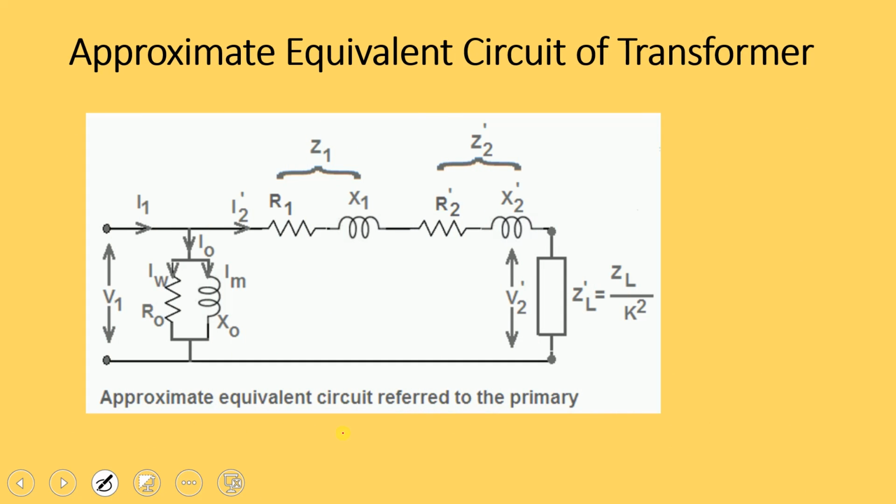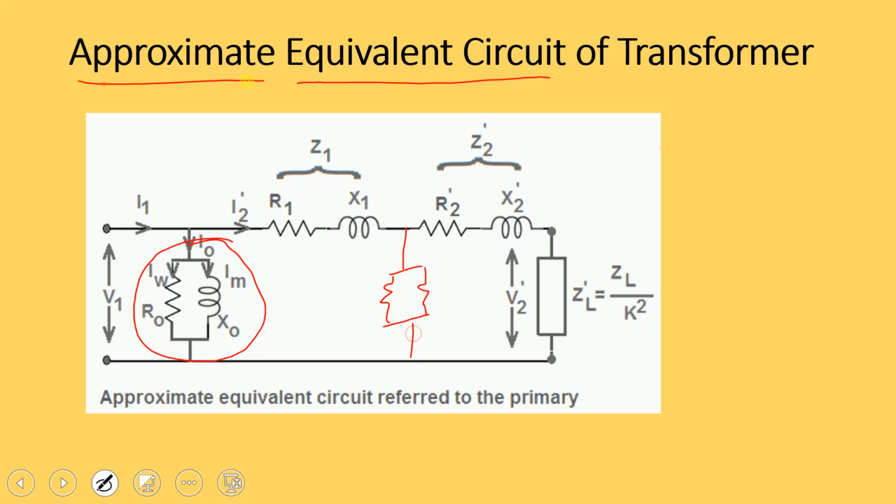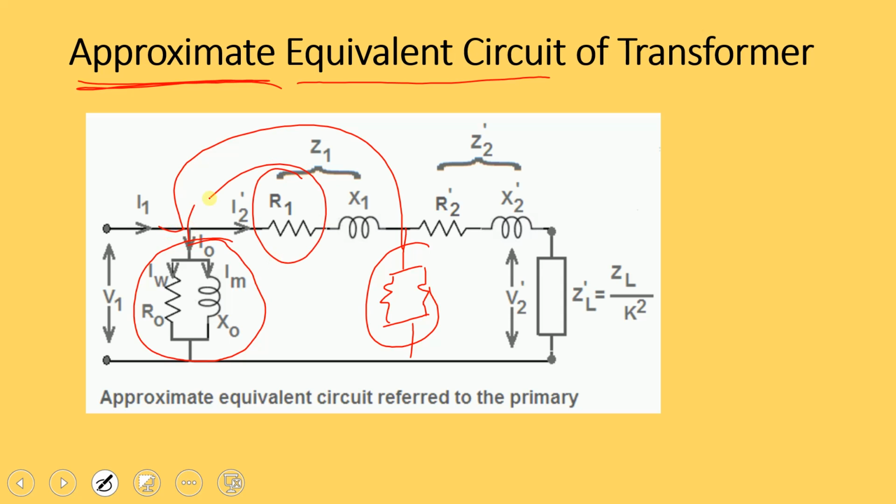Now this is the approximate equivalent circuit of the transformer. What is the difference between the equivalent circuit and the approximate equivalent circuit? If you look into the circuit carefully, this exciting circuit is shifted before the resistances, whereas in the actual equivalent circuit these are considered after this. But when we are talking about the approximate circuit, this part is shifted before R1. So this is called the approximate equivalent circuit.